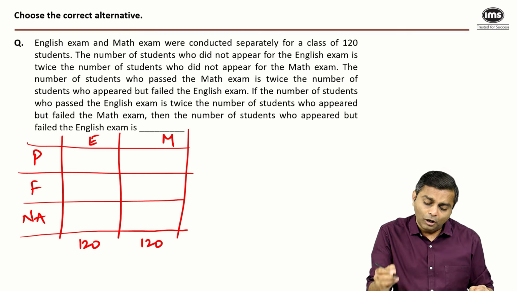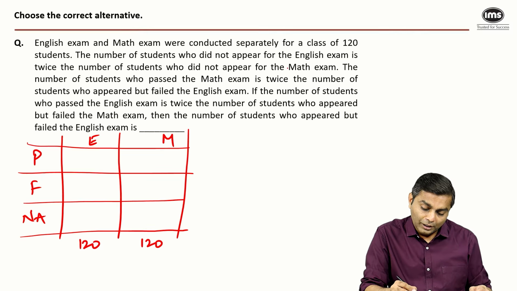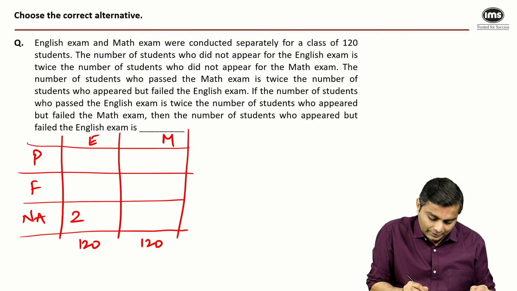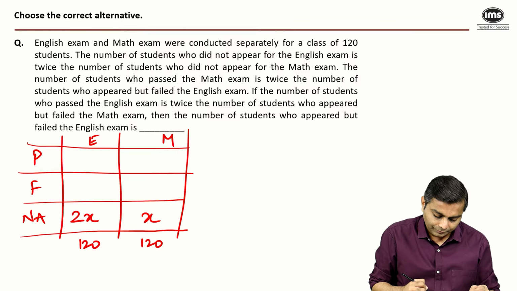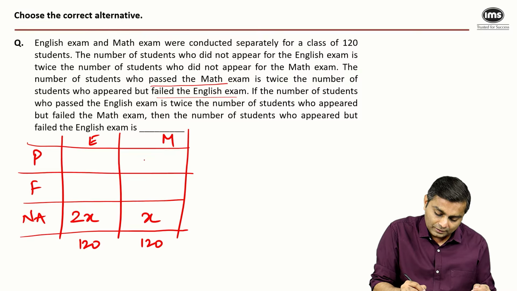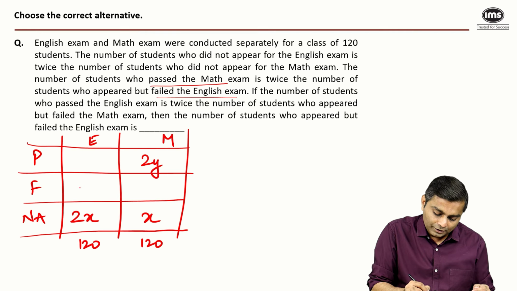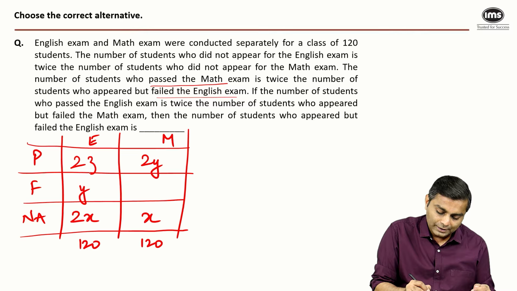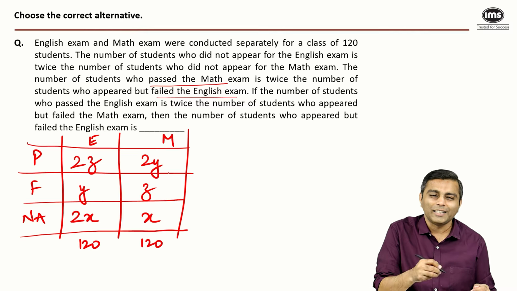Now, the number of students who did not appear for the English exam is twice the number of students who did not appear for maths. So, not appeared for English is twice not appeared for maths. Let's say this is 2x, this is x. Okay. The number of students who passed maths is twice the number of students who failed English. Passed maths, let's say this is 2y, and failed English, so this guy becomes y. The number of students who passed English is twice those who appeared but failed. So, passed English is 2z and appeared and failed is z.